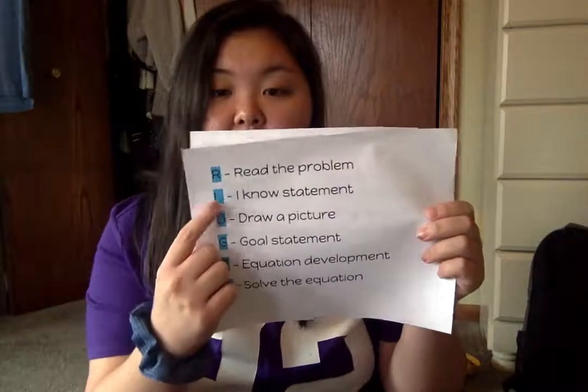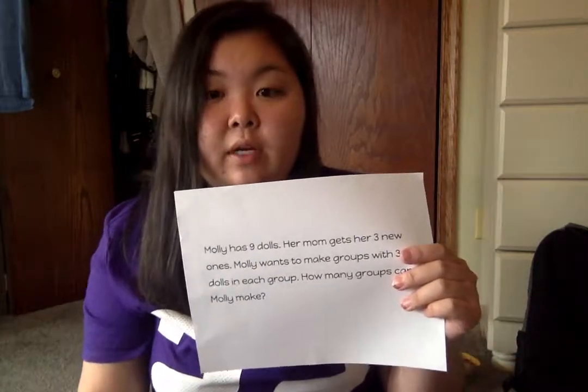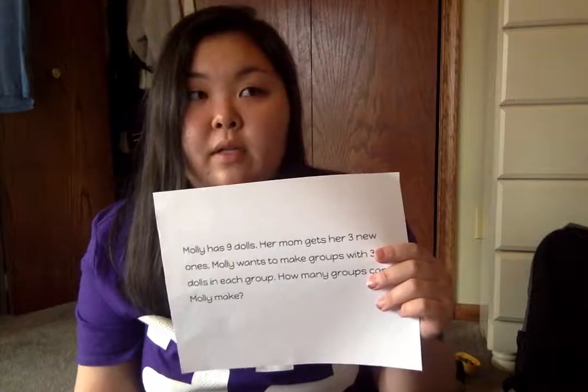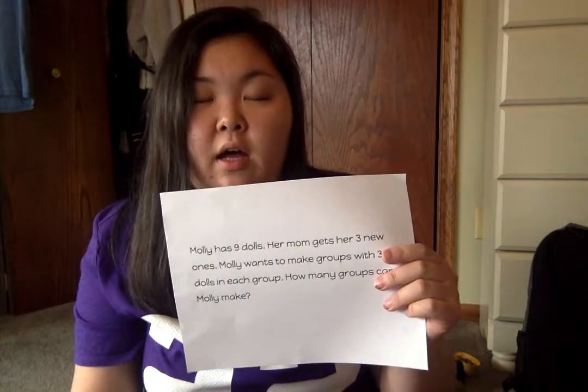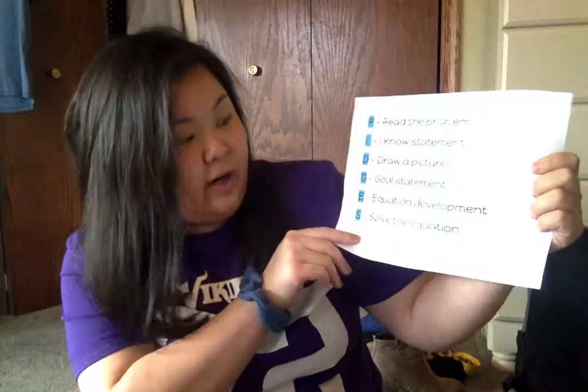So let's make our I know statement. So I know that Molly started out with 9 dolls. And I know that Molly's mom gave her 3 new dolls. And I know that Molly wants the groups for the dolls to be in groups of 3. So let's go back to our RIDGES and figure out what's next.